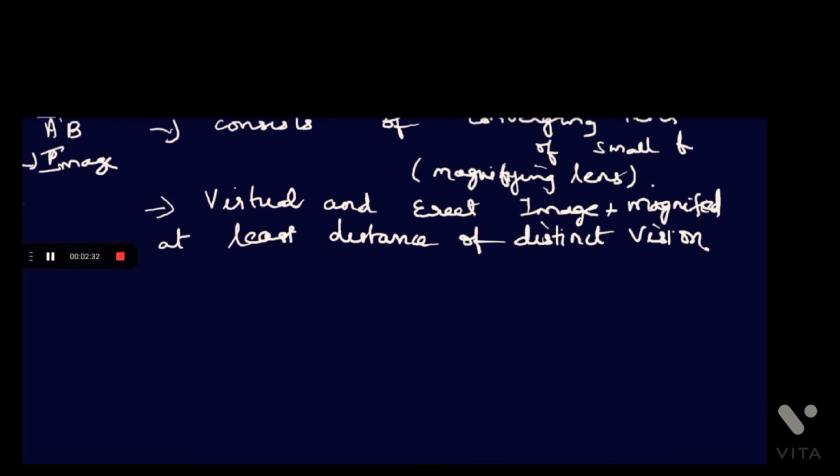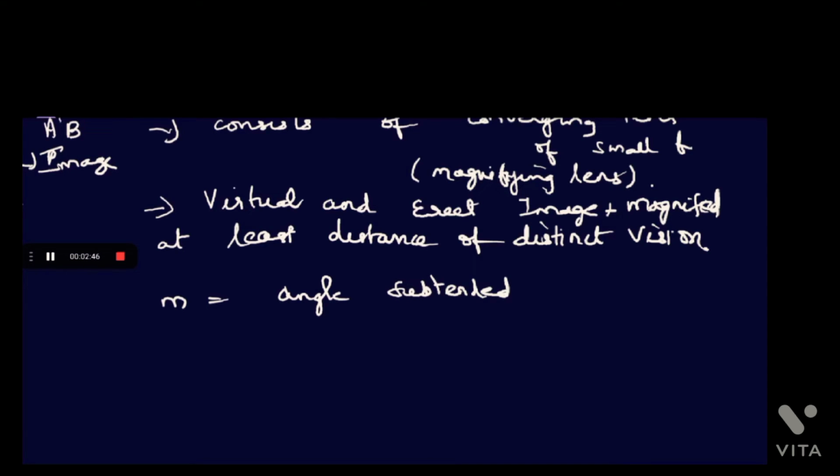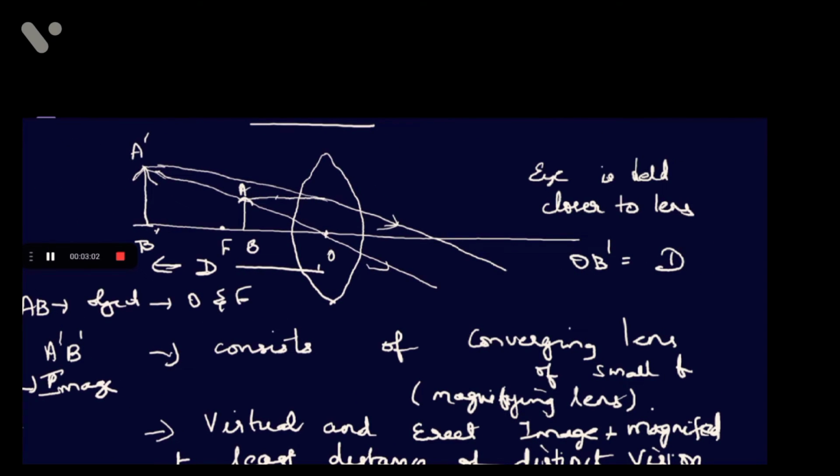And the magnifying power M will be that magnifying power of simple microscope is defined as the ratio of the angle subtended by the image divided by the angle subtended by the object when they are at the least distance of distinct vision, right? So if you make out the triangle here by looking into the diagram, so that AOB, right?